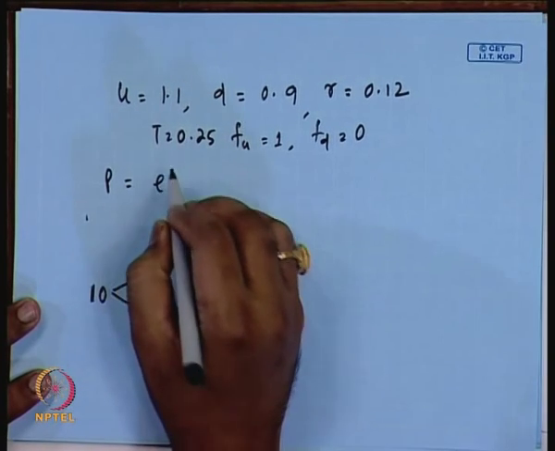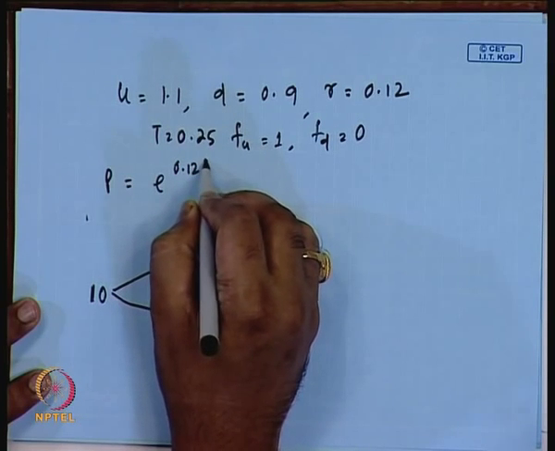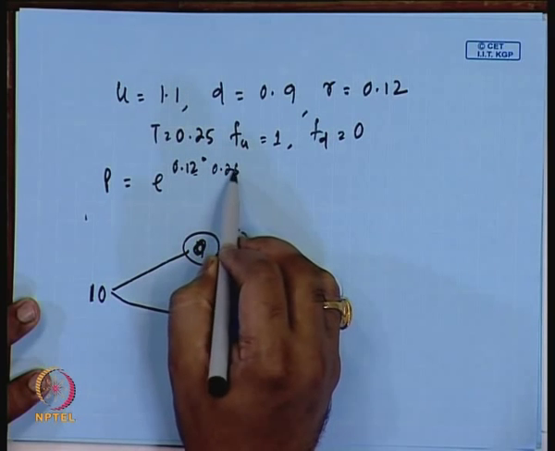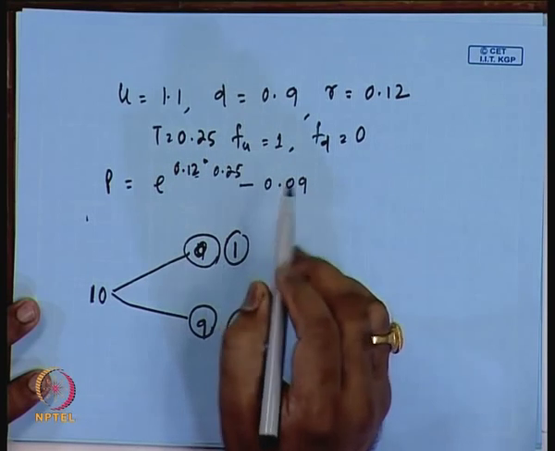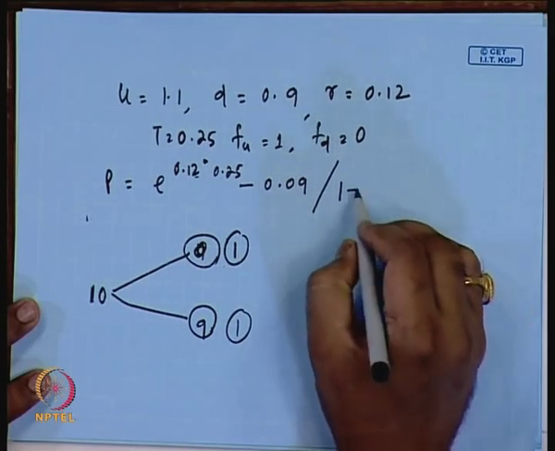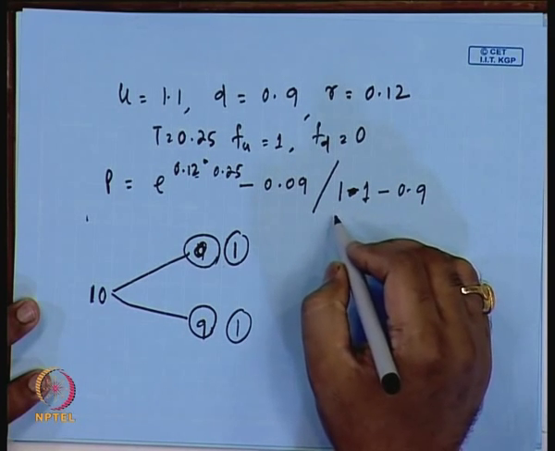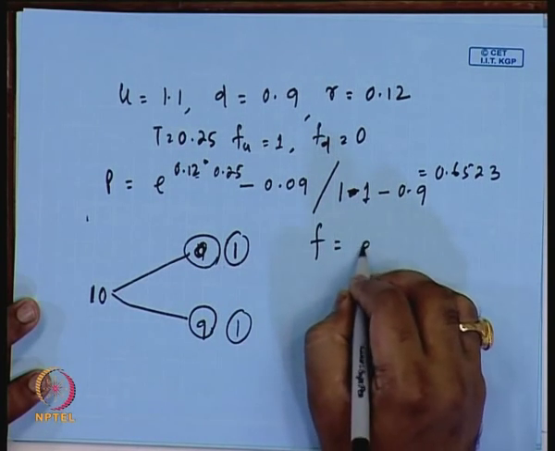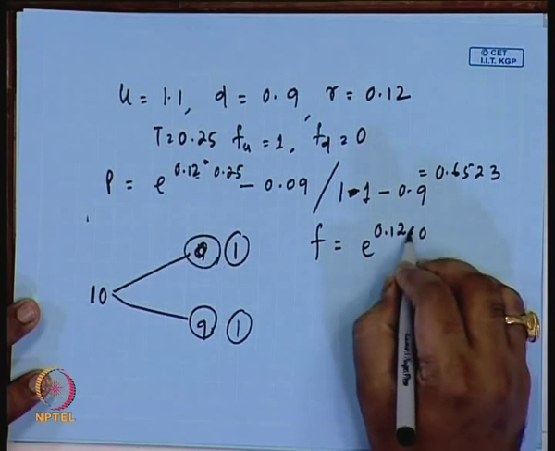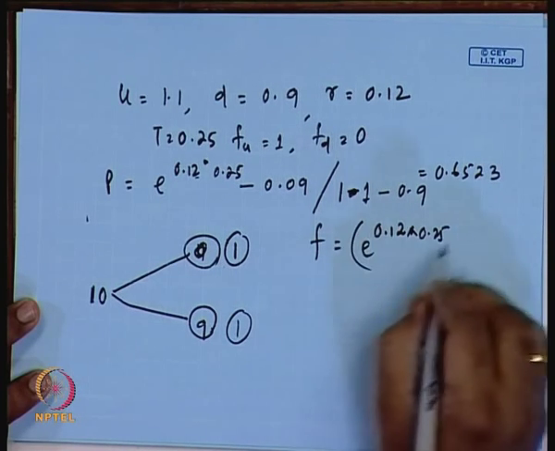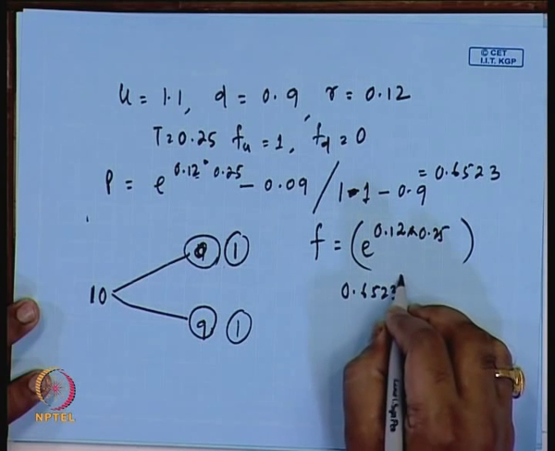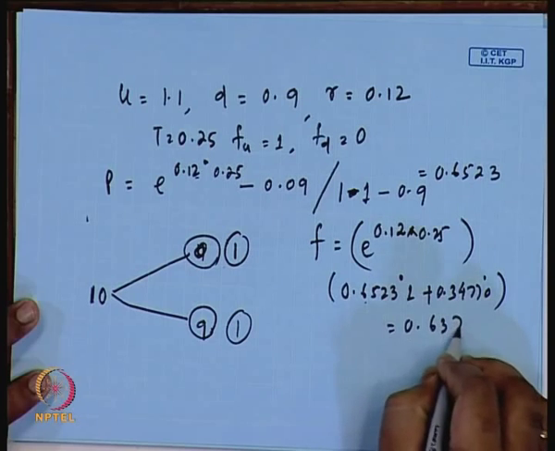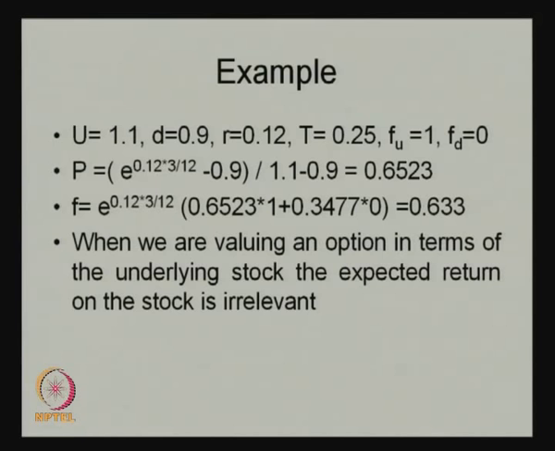Then P is equal to e to the power R T, R means your 0.12 into T, T basically is nothing but 0.25, minus 0.09 divided by 1.1 minus 0.9, this is your F of U minus F of D, that will be 0.6523. Then your F is equal to basically e to the power 0.12 into 0.25 into 0.6523 into 1 plus 0.100 minus this 0.3477 into 0, that will give you 0.633.